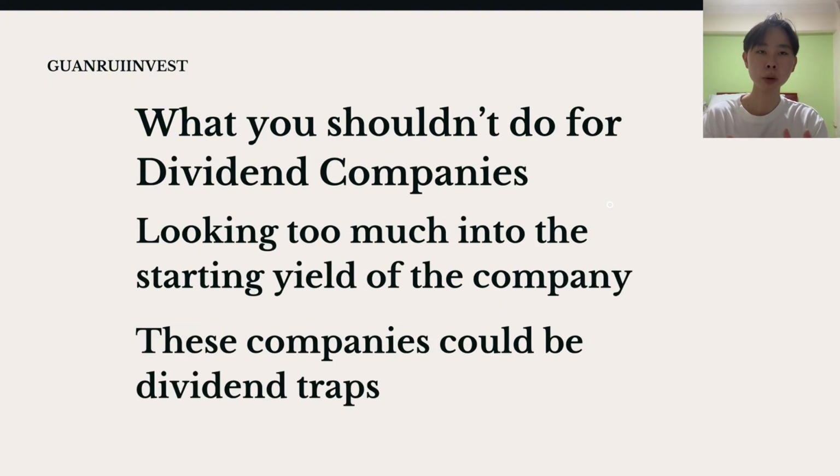A lot of people, I know what they do, they look into just the starting yield itself. Your dividend yield is basically the dividends that is being paid out, dividends per share divided by the stock price itself. A lot of dividend investors go for the extremely high dividend yield stock, and more often than not, all these stocks are dividend traps. So let me show you an example over here.